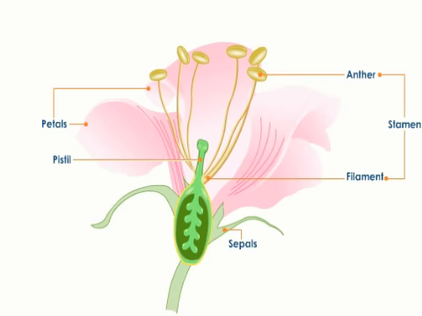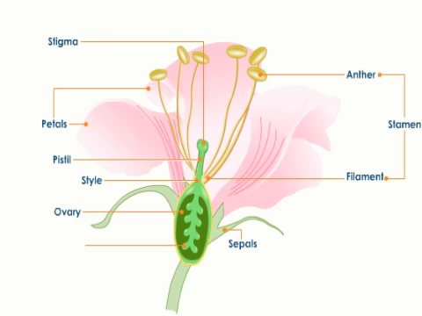The female part of the plant is made up of the stigma, the style, and the ovary. The ovary has ovules, which contain the female gametes.